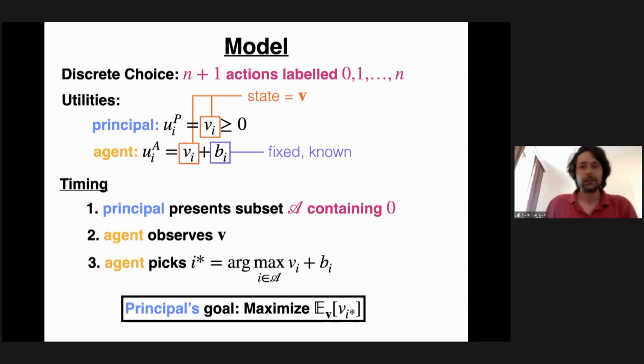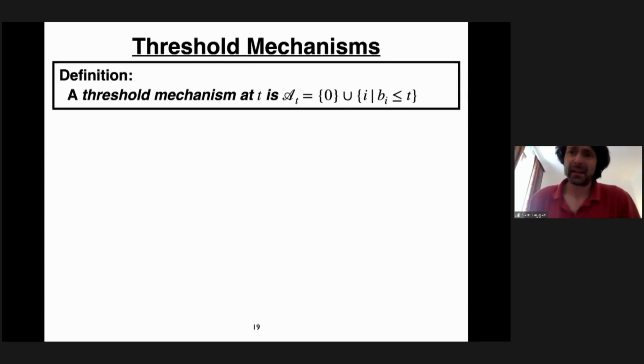Okay, cool. So what are simple mechanisms in our setting? Well, we're going to analyze threshold mechanisms. What a threshold mechanism does is it tells the agent, okay, you're allowed to pick any action you want as long as its bias is at most some threshold t. Or you can pick the outside option.